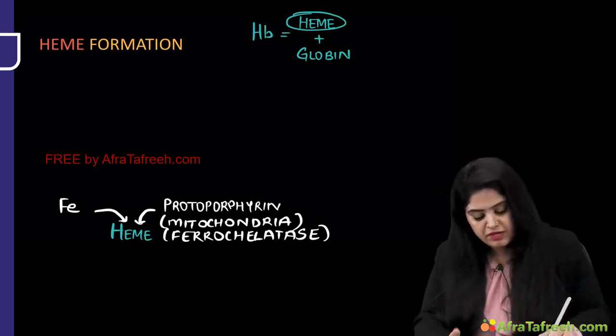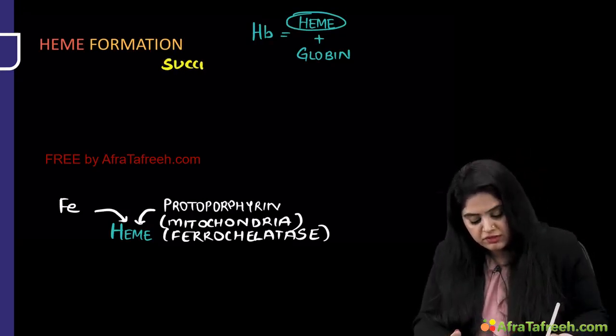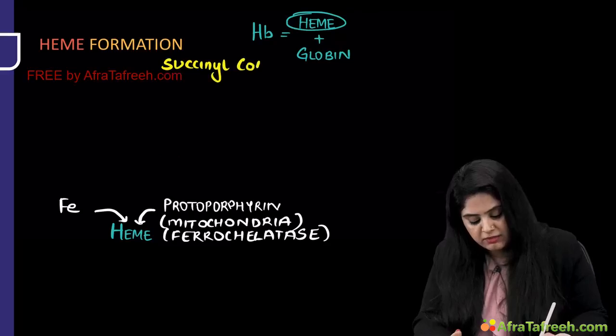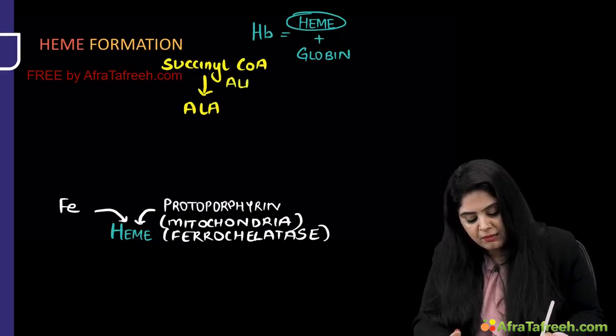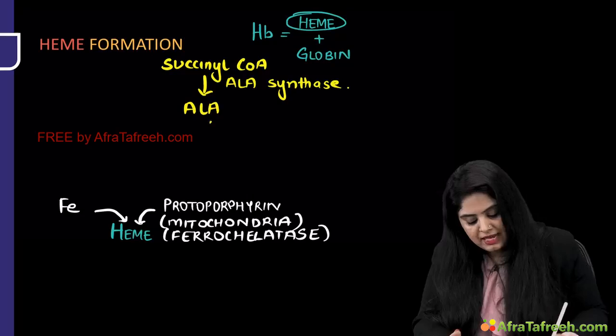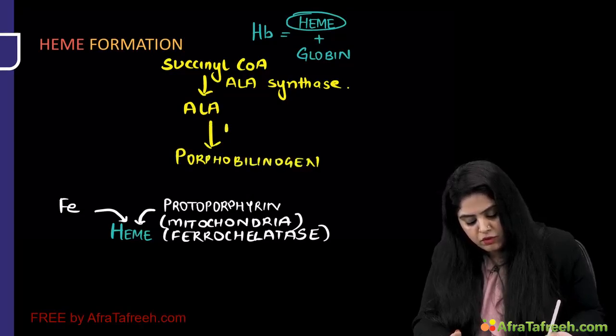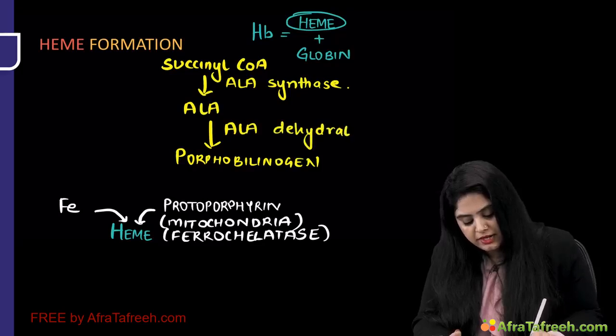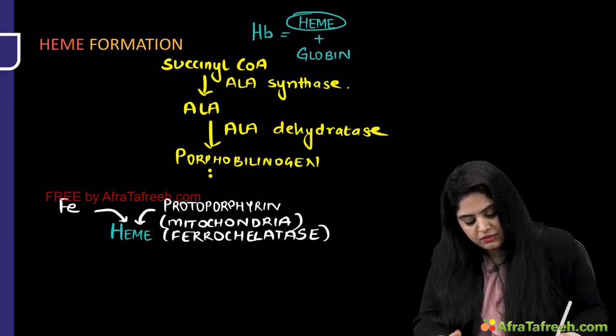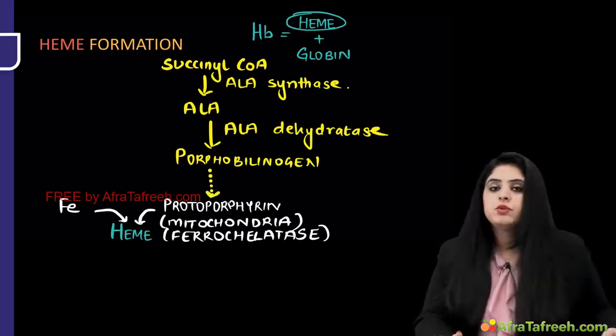But how did this protoporphyrin come? The protoporphyrin story starts from succinyl coenzyme A. I think everyone knows succinyl coenzyme A forms ALA by the process of ALA synthase. That then goes on to form the very famous porphobilinogen, which is formed by ALA dehydratase, and finally, by a series of steps, I will have protoporphyrin.